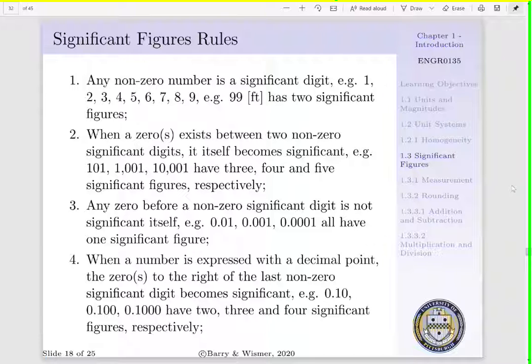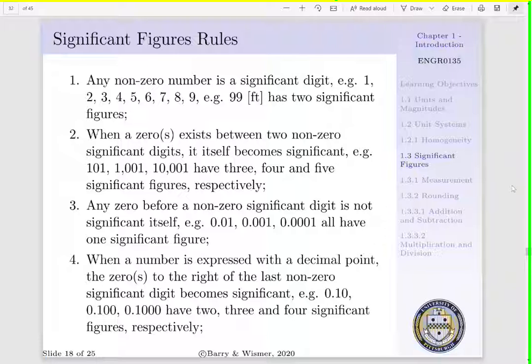Now, we have 5 rules when considering significant figures, and they are as follows. Any non-zero number is a significant digit. That is, 1, 2, 3, 4, 5, 6, 7, 8, and 9 are all significant digits. And if we report a number of 99, this has 2 significant figures associated with it. On the previous slide, 10 would only have 1 significant figure associated with it.